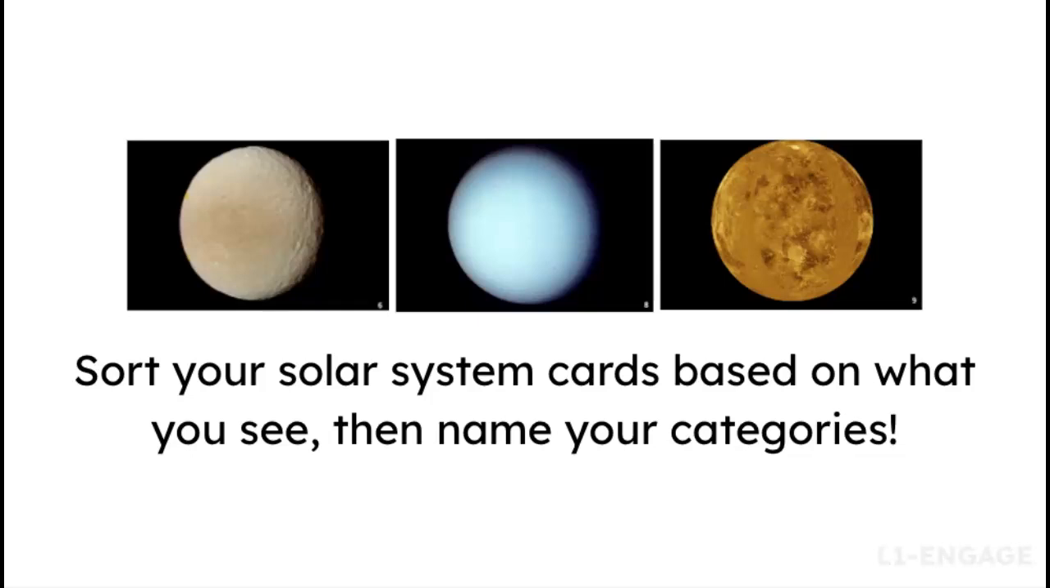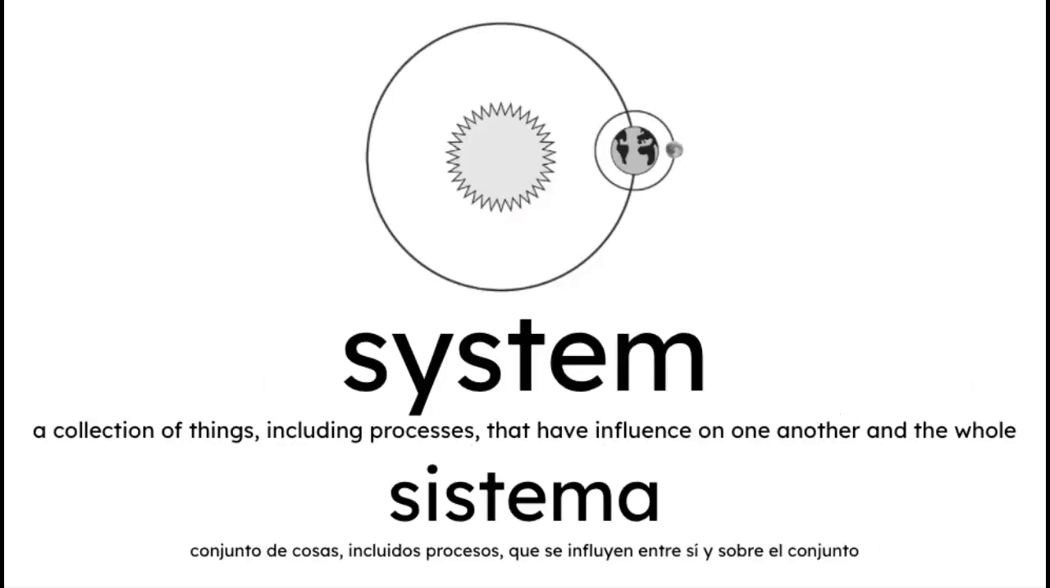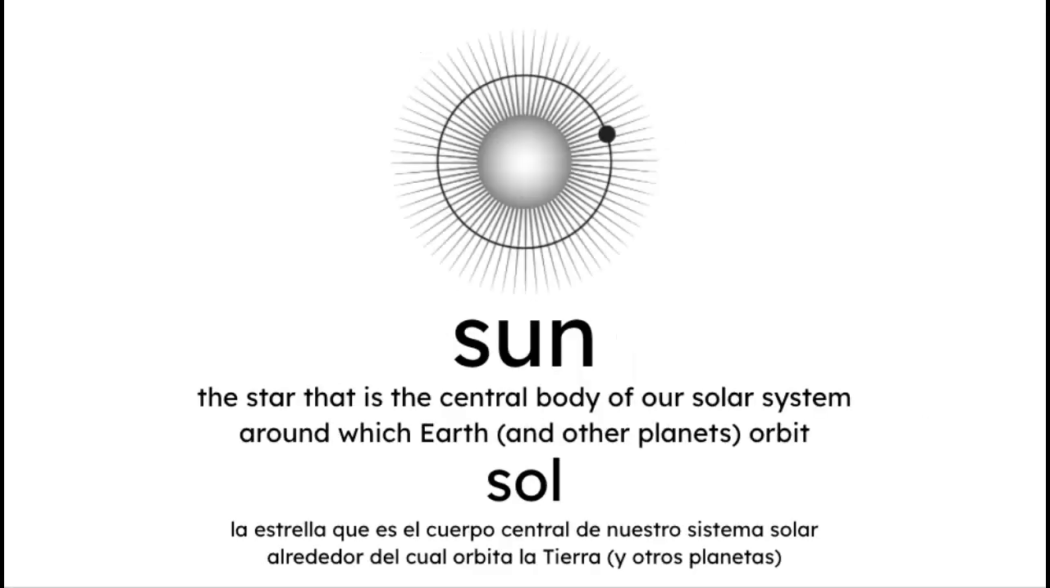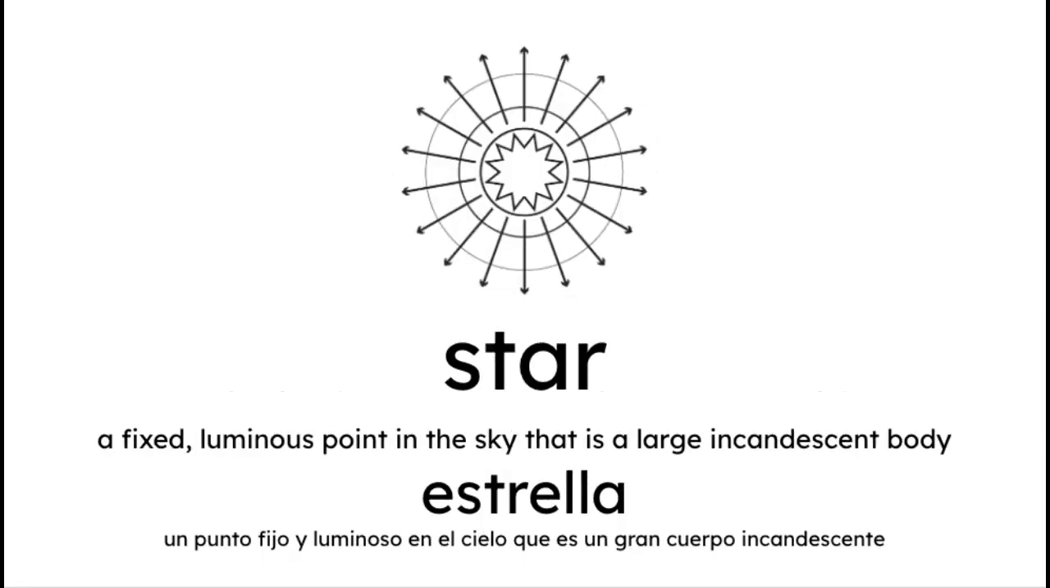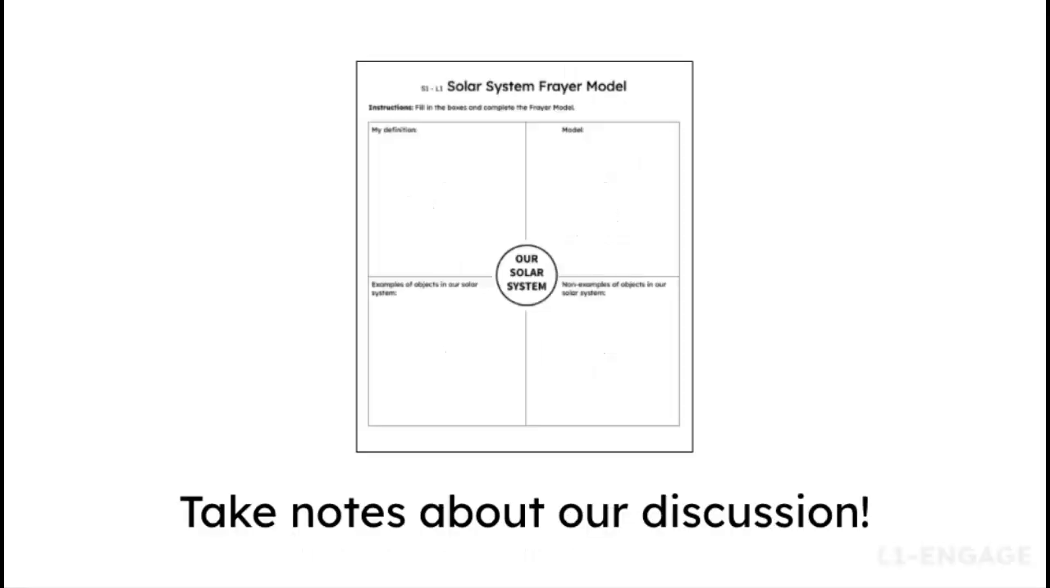You'll then do an activity with solar system cards. For this activity, you'll make a class list of objects students observe in the sky. You'll then put students into 6 groups and give each group a set of solar system cards from the MySci kit. Students will sort the cards into categories based on what they see. Throughout the discussion of the activity, you can post and discuss the system, sun, solar system, and star vocabulary cards. Students should use the Solar System Frayer Model student journal page to take notes during your discussion.